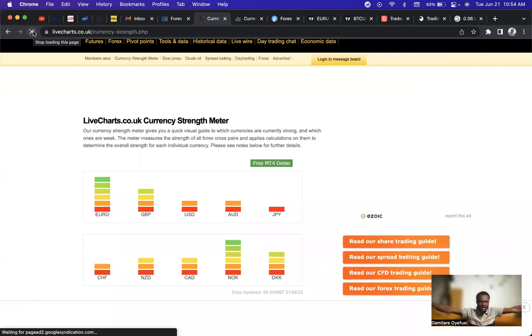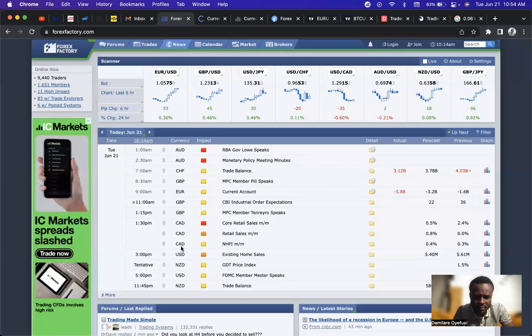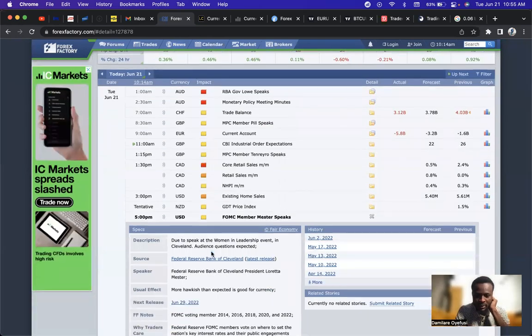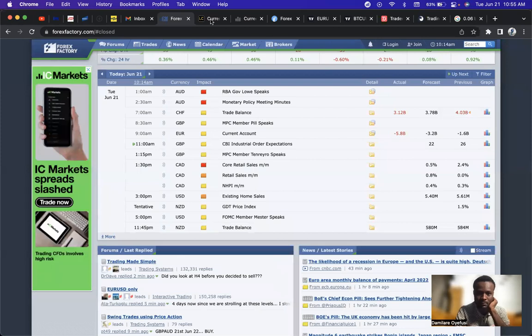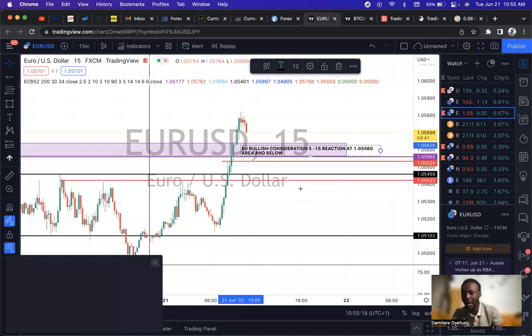When will USD change this trend? That's something I'm curious about, because I don't have any news on USD today. 3 p.m. FOMC, yellow folder. NFP, FOMC, those are news I don't like getting myself caught in. Due to speak at the women leadership event in Cleveland, audience question expected, Federal Reserve Bank. So don't forget to keep checking your news before you go into the market. Be sure there is no news reaction. Okay. GBP JPY. Why? These days we see more of a buying market than a selling market. GJ.